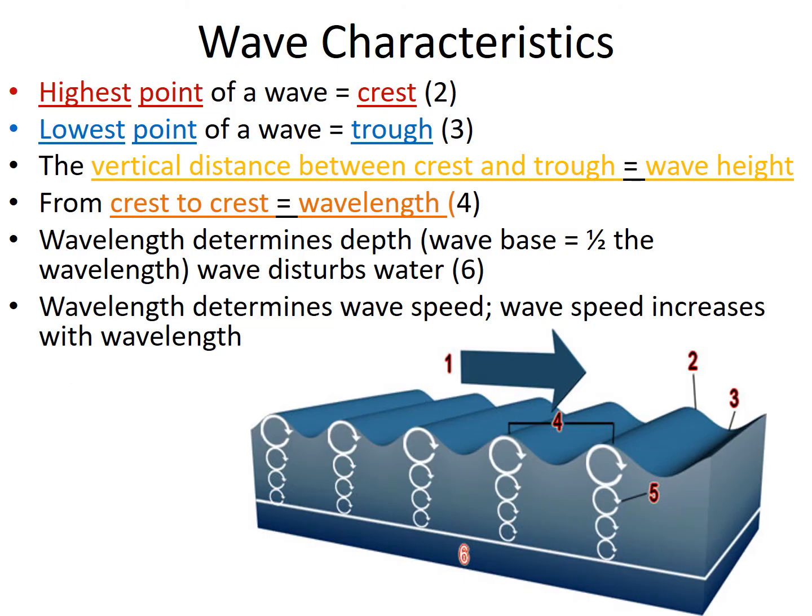So let's look at wave characteristics. The highest point of a wave is called a crest, and the lowest point is called the trough. The vertical distance between crest and trough is called the wave height. The distance from crest to crest is called the wavelength, all right? And the wavelength determines the depth, which means the wave base: half the wavelength determines the depth the wave disturbs the water. And wavelength determines the wave speed. The wave speed increases with wavelength.